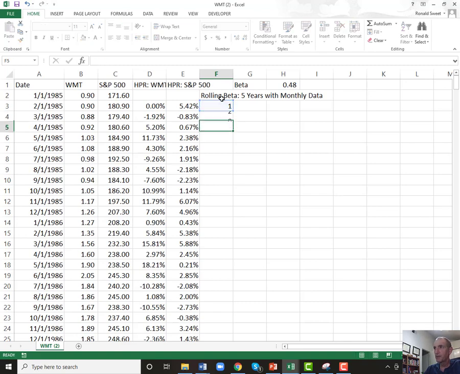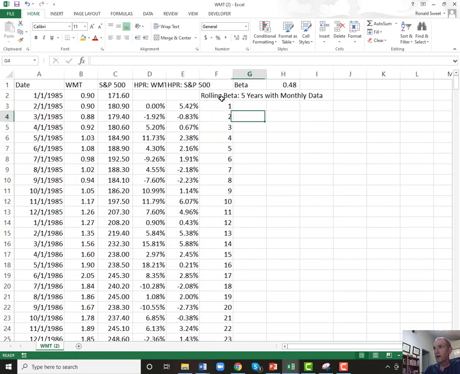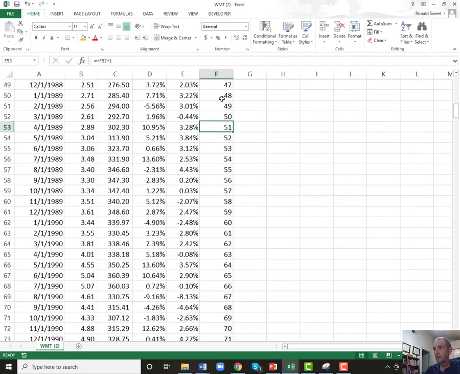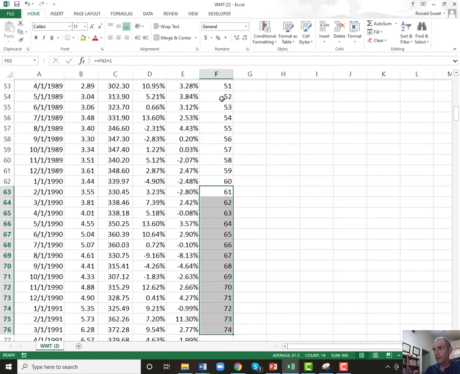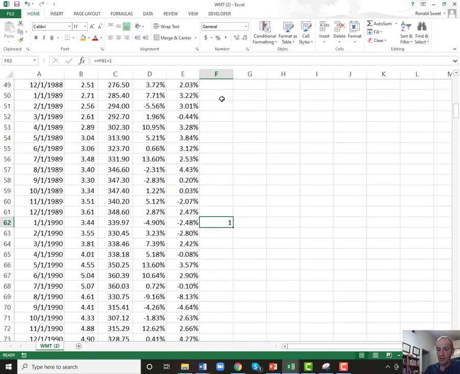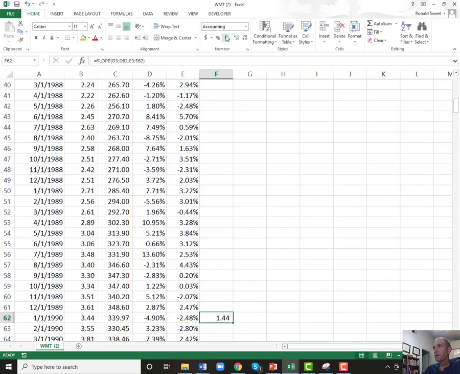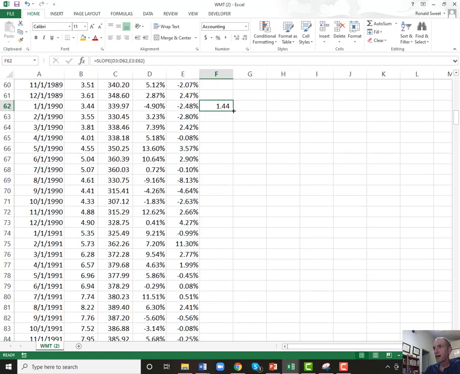So let me count. I'm going to put 1 in the first one, and then plus 1, just so I can count down about 60 rows, because 5 years times 12 months is 60 months. There's month number 60. I'm going to get rid of everything but that month 60. We're going to start right there. So I want to do equals slope, and I want to do everything for those last 5 years. And there's my beginning beta right there. And I can copy that down.